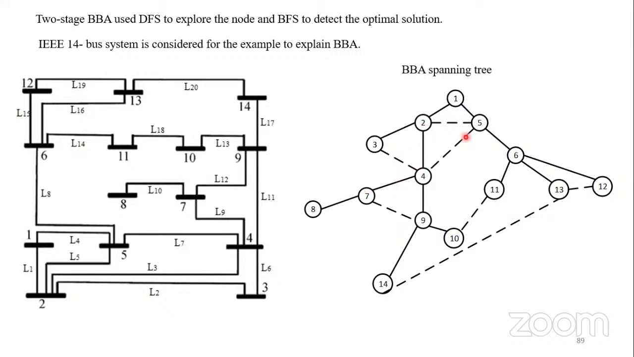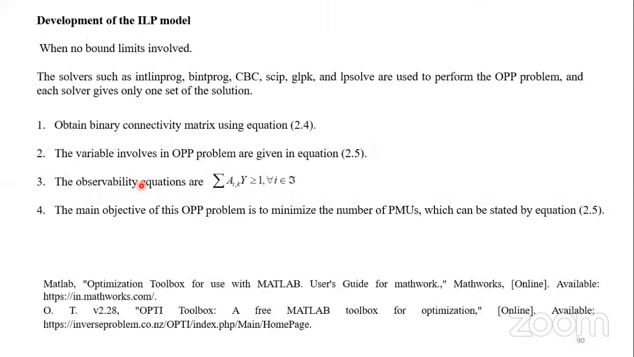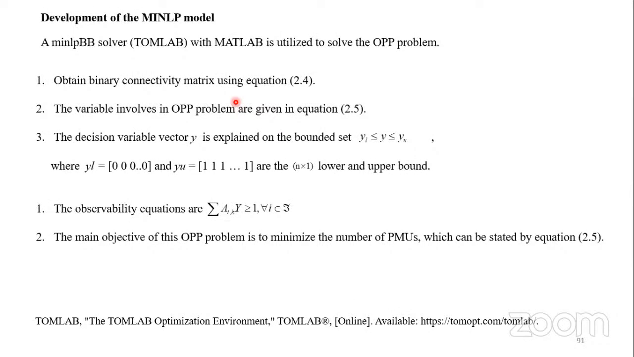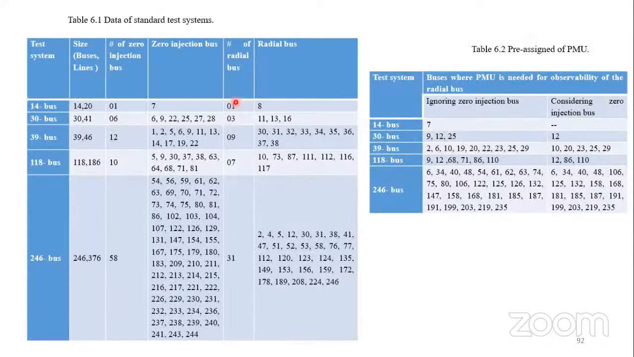Similarly, we have made this spanning tree with the help of the IEEE 14 bus system, and we have used some solvers here, that is intlinprog, binprog, CBC, that is COIN branch and cut, the SCIP solver, and the GLPK linear programming solver. So we have used many solvers in order to solve the problem of PMU placement. The objective is the same as I have shown you in the problem formulation topic. Here we have used the mixed integer non-linear programming model for the solution of zero injection buses, and these are the results which we have obtained.